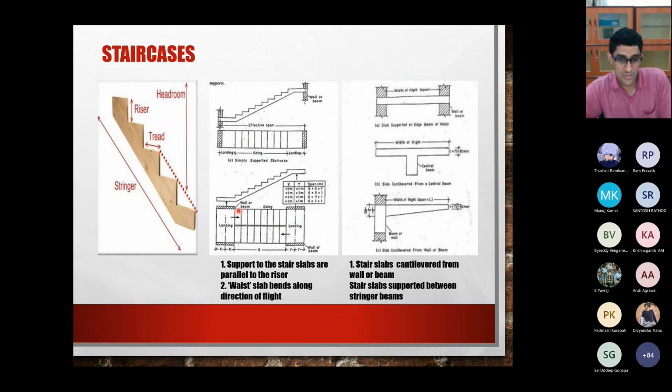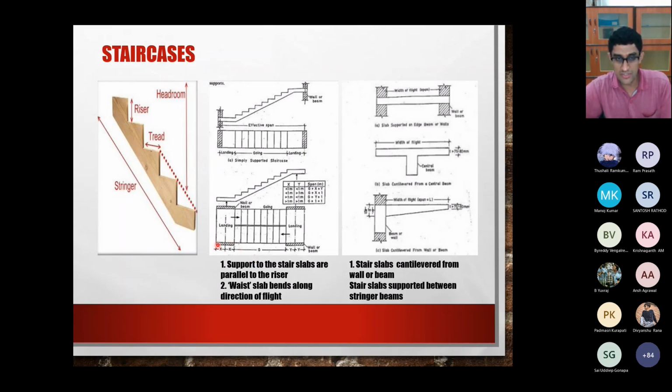So how do we take the effective span of the staircase slab? It's basically given by this. This is known as the landing. The part where you climb is known as the going. So, landing and going. These are the terms. Going is subscripted by G.